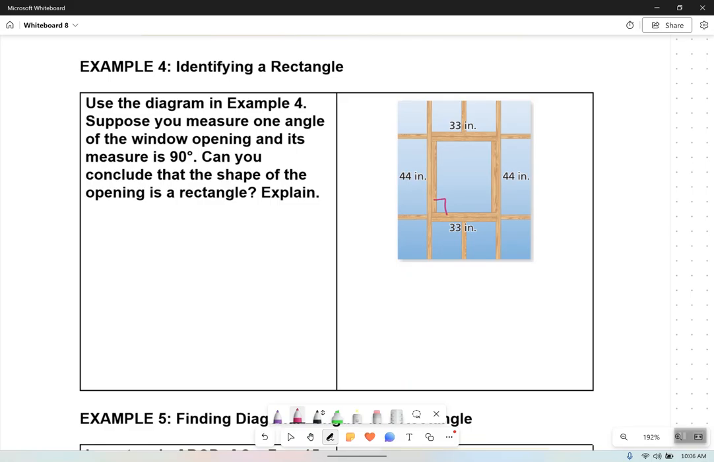Kids, you know the Pythagorean theorem, don't you? Guys, what are the legs on this right triangle that I just drew for the diagonal? 33 and what? 44, right? What are the legs for the other diagonal I would draw in here?